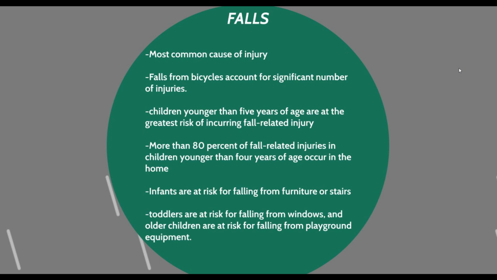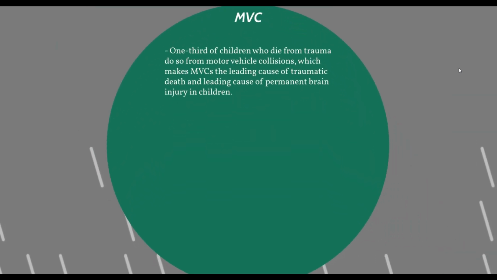Whenever we think about falls, typically we're thinking about outside, like in school or a playground. But typically, these injuries will occur in the home. Infants are at risk for falling from furniture or stairs. That's kind of common sense. Think about, again, they're learning how to crawl. Some of them may be trying to pull themselves up onto coffee tables and things of that nature to help stand up. So think about things like that whenever we talk about these little folks. Toddlers are at risk for falling from windows, and older children are at risk from falling from playground equipment. So the stronger we get, the more we grow, the higher the fall typically.